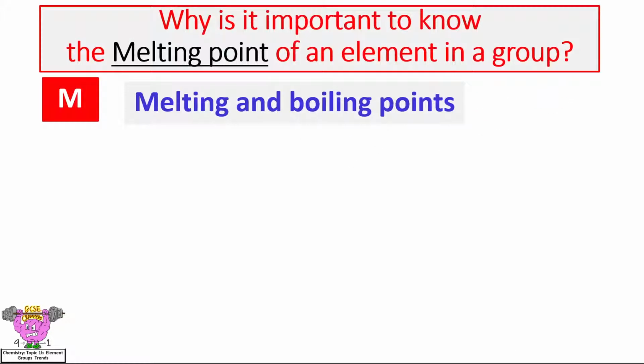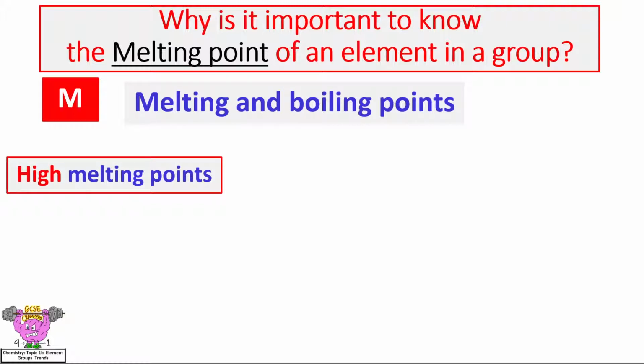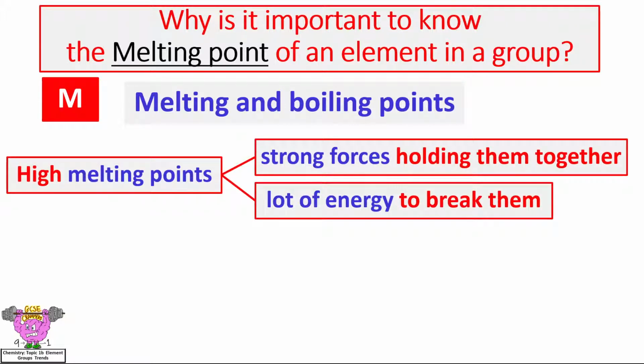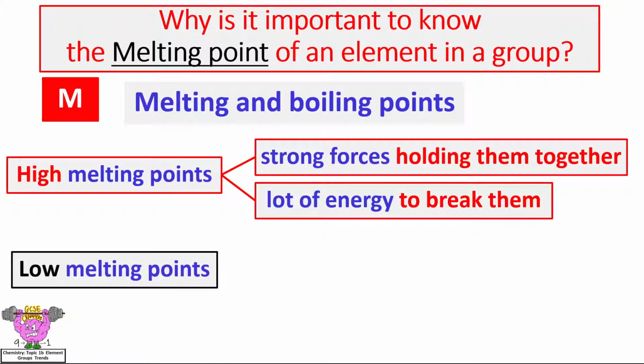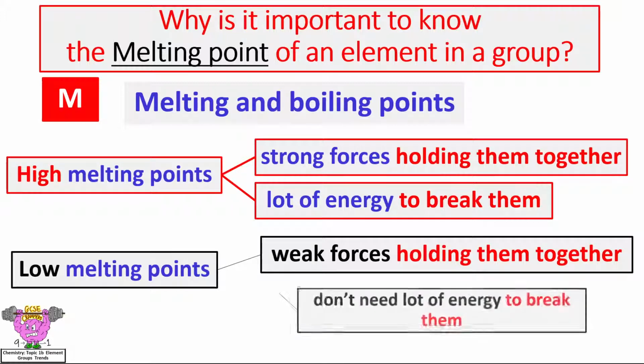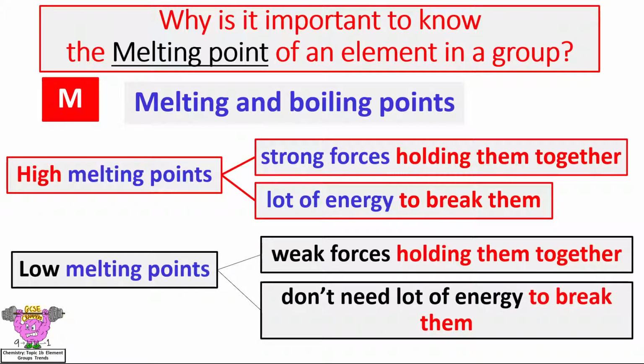Why is it important to know the melting point of an element in a group? High melting points mean elements have strong forces holding them together and need a lot of energy to break them. Low melting points mean elements have weak forces holding them together and don't need a lot of energy to break them.